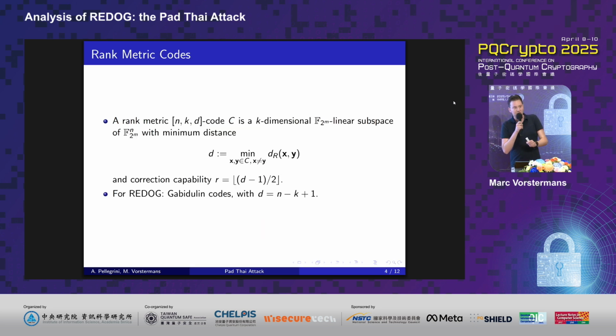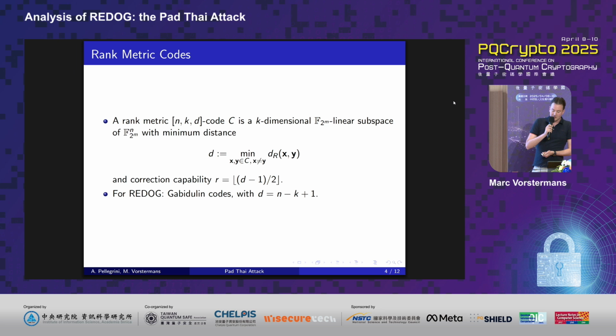Now a very little bit of information on rank metric codes. A rank metric code C with parameters n, k, and d is a k-dimensional F2^m-linear subspace of (F2^m)^n with minimum distance d, where we compute the minimum distance by taking the minimum over all rank distances between any two distinct codewords in our code C. The correction capability is equal to r, which is the floor of (d minus 1) over 2.